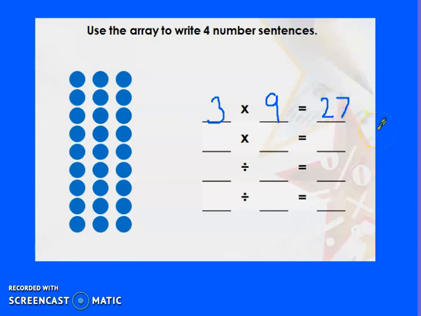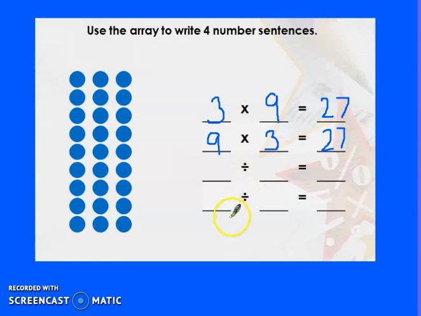What else is this picture showing us? Showing us 3 rows down, but what about across? How many do we have across? 1, 2, 3, 4, 5, 6, 7, 8, 9. It's showing us 9 across with 1, 2, 3 counters in it. 9 times 3 equals 27. It's the exact same answer, but the numbers are the other way around.